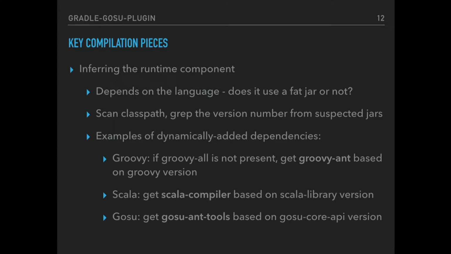Scala is a similar case. You have to declare a Scala library jar if you want to use a Scala plugin, and at runtime, if you don't have the Scala compiler explicitly on your class path, it'll go out and grab it. So it's interesting that the dependencies of the project at execution time are not necessarily going to be what's in your build script.